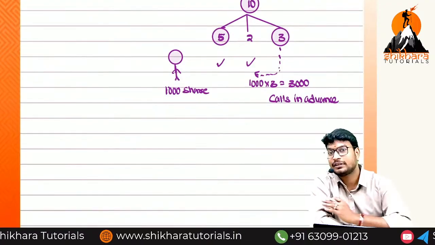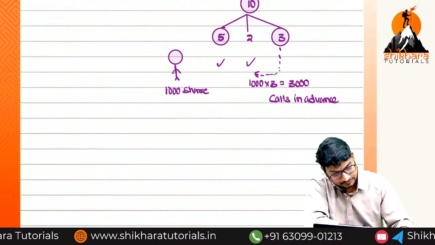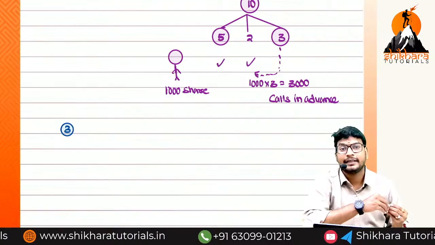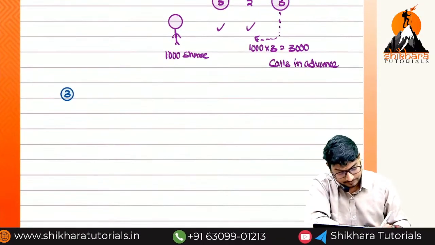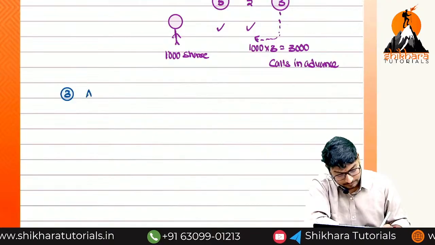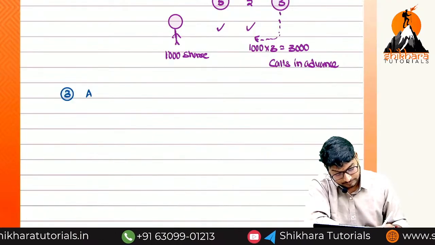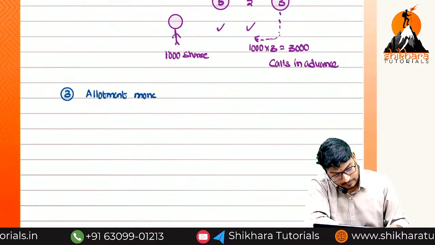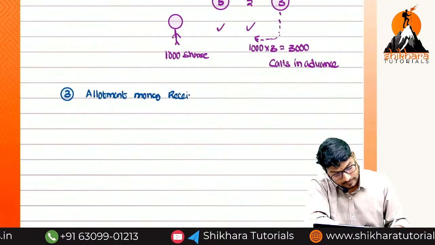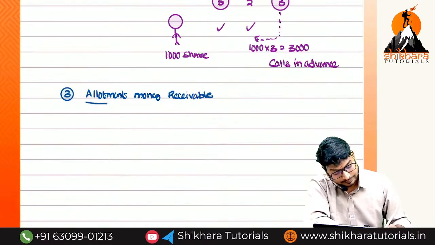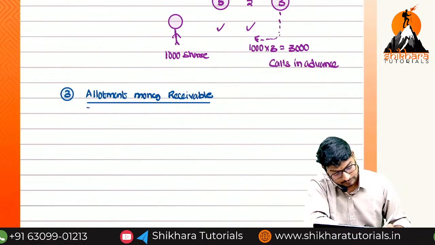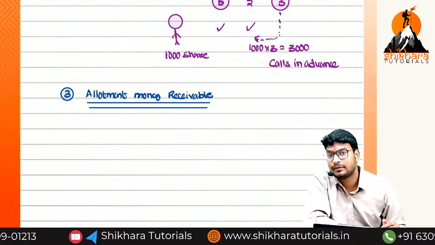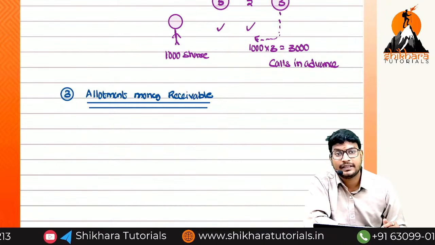Try to write the third one, ma. What is the third one? Allotment money receivable. Okay. What is the entry for the allotment money receivable? Share allotment account debited to share capital.